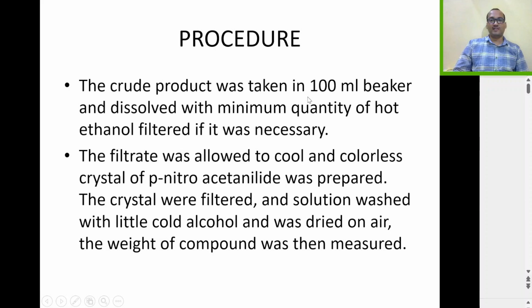The crude product was taken in a 100 ml beaker and dissolved with minimum quantity of hot ethanol and it was filtered if necessary. Then the filtrate was allowed to cool and the colorless crystals of para-nitroacetanilide were formed. The crystals were filtered and washed with a little cold ethanol and dried in air, and the weight of the compound was then measured.